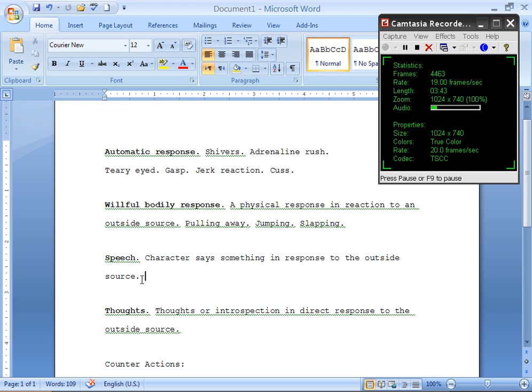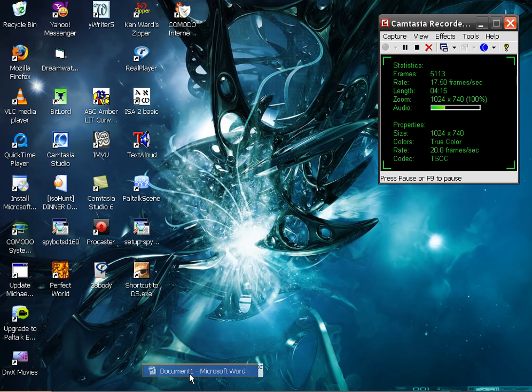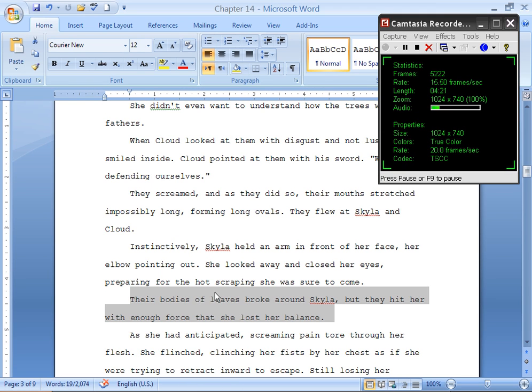So the next is thoughts. The next thing you want to think about as your character is responding. So you have the automated response, the physical body response. A physical body response also can be that, like before, she pulled away from them. Then you have your speech response, and then you want to think of thought response. Now remember, this is the direct thought response to the outside source, to what's happening. So in this case, this is Skyla's direct thoughts to what she just saw, to what just happened. That is their mouth stretching and possibly long, and them flying at her.